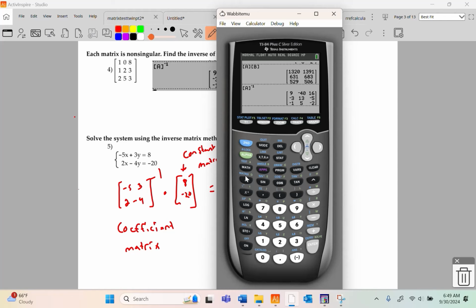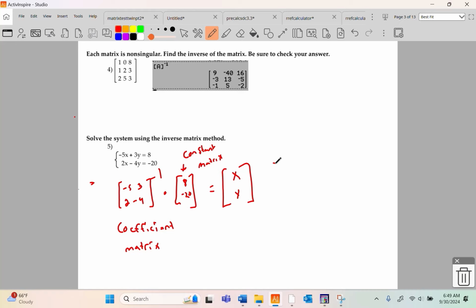We're supposed to take the inverse of matrix A, multiply it by the constants matrix, and I should get some answers, 2 and 6. And these guys were again 2 and 6. So X is 2 and Y is 6.